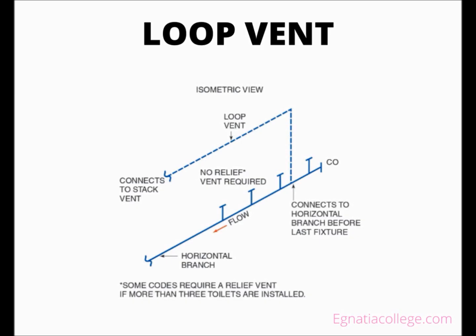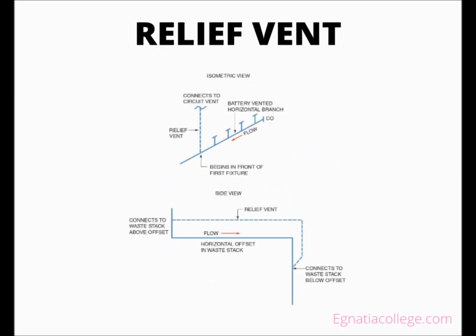Because the waste stack no longer exists on the top floor, the loop vent can be connected to the stack vent instead of the vent stack. All sizing and code regulations are the same as those for a circuit vent. Some codes still require a relief vent on a loop vented branch if more than 3 toilets are connected to the horizontal branch.